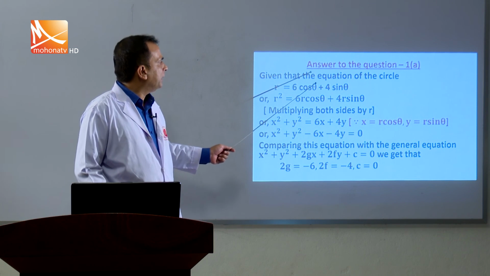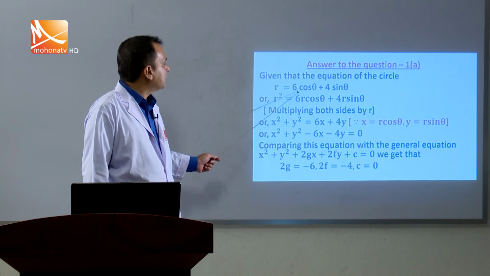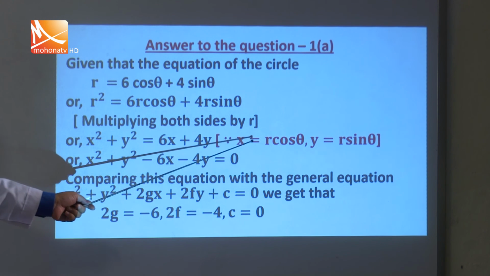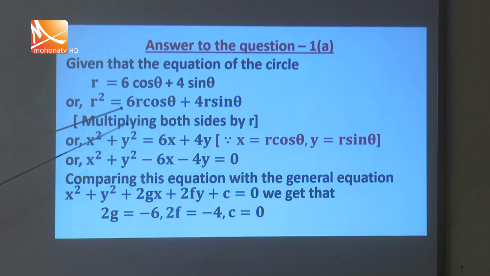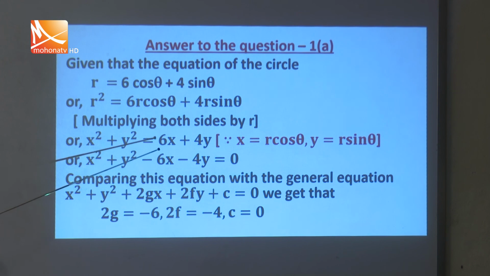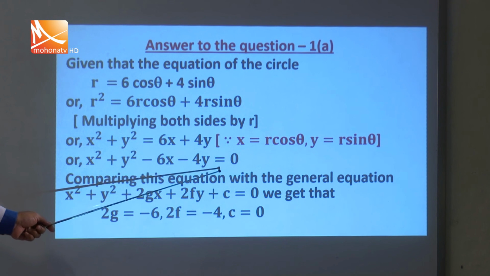Answer to the question number 1a. You just see that given that the equation of the circle was r equals to 6 cos theta plus 4 sin theta, we are multiplying both sides by r. Then we will get r square is equal to 6 r cos theta plus 4 r sin theta. Then by polar coordinate we know that x is equal to r cos theta and y is equal to r sin theta. So from this relation we get r square is equal to x square plus y square, and this 6 r cos theta is 6x and this 4 r sin theta is 4y. So we can rewrite this as x square plus y square minus 6x minus 4y equals to 0.